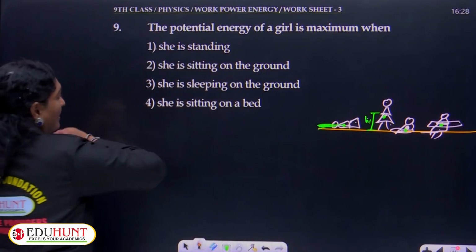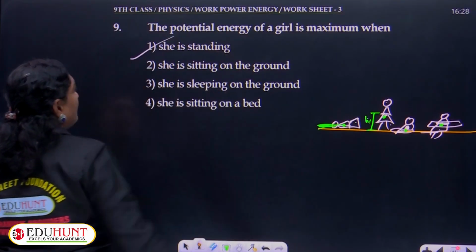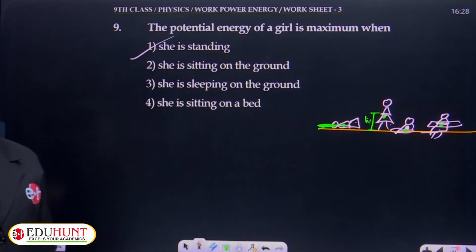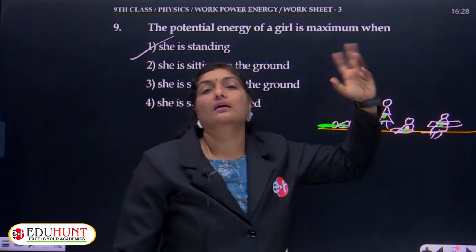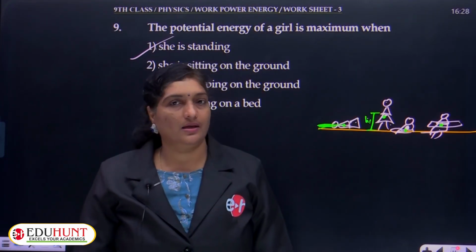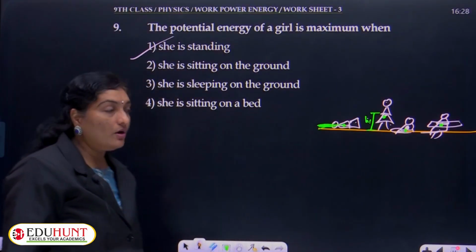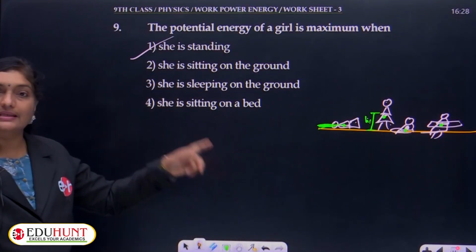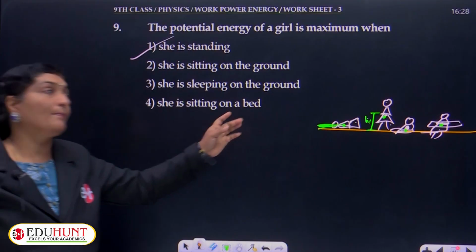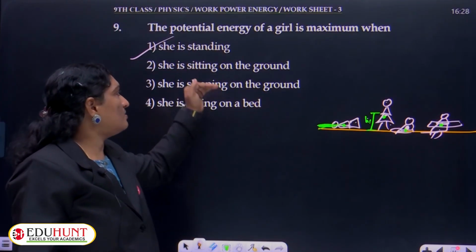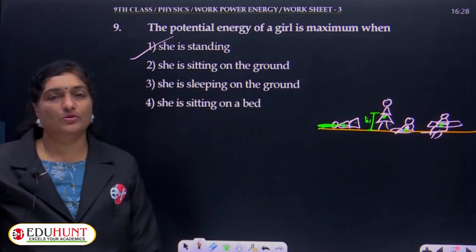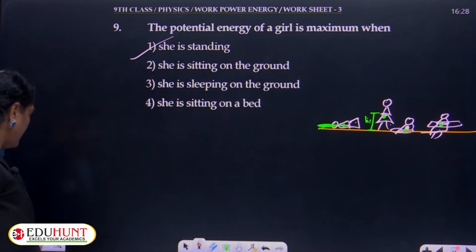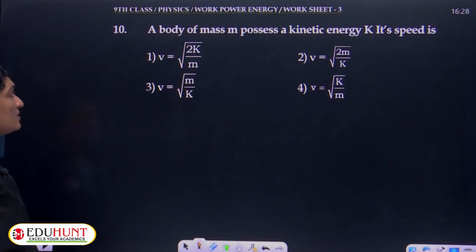As and when the height is increased, the potential energy also increases automatically. Therefore, whenever the girl is in the standing position, as compared to sitting on the ground, sleeping on the ground or sitting on a bed, the standing position possesses maximum potential energy. Moving to the next one, children.